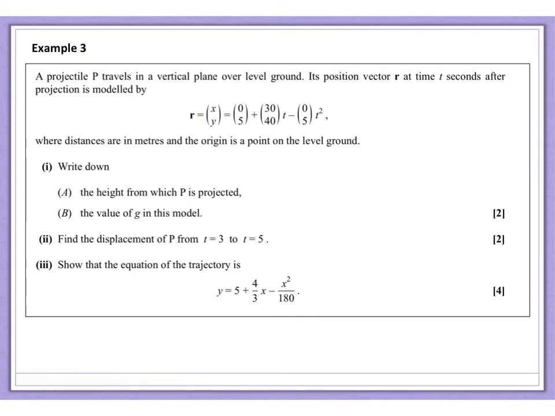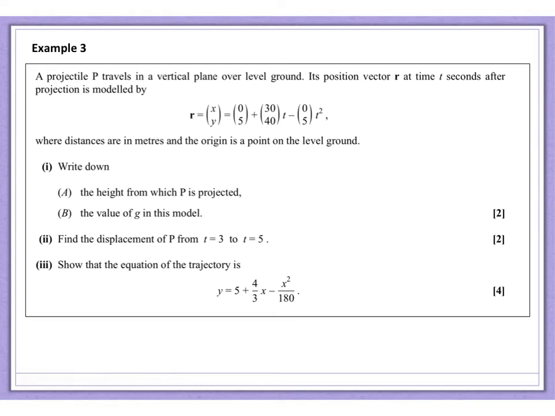And the last example, slightly different as it involves vectors. A projectile P travels in a vertical plane over level ground. Its position vector r at time t seconds after projection is modelled by this result here. Distances are in metres and the origin is a point on the level ground. Part 1, write down the height from which P is projected.